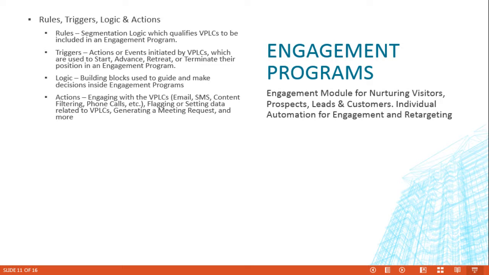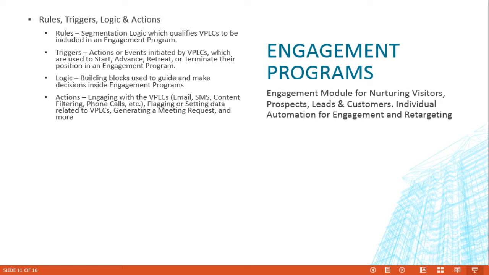So you could have triggers. These are actions or events initiated by the visitor, prospect, lead, or customer, which are used to start, advance, retreat, or terminate their position in any given engagement program. So you could have it where a trigger could be viewing the pricing page. Let's say you already know who this prospect is. You've sent them some emails. They then go and look at your pricing page, and that could drop them into an engagement program where it's going to very targeted nurture them into buying whatever product it was they were looking at, and maybe even trying to upsell them to the bigger purchase. So you have logic.